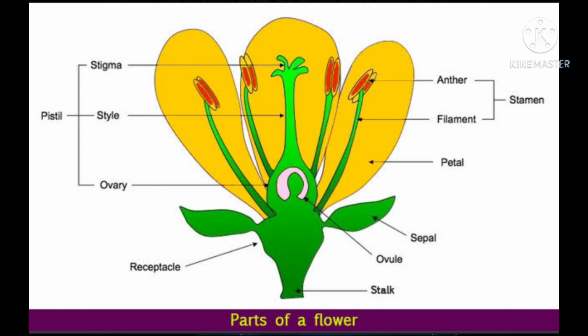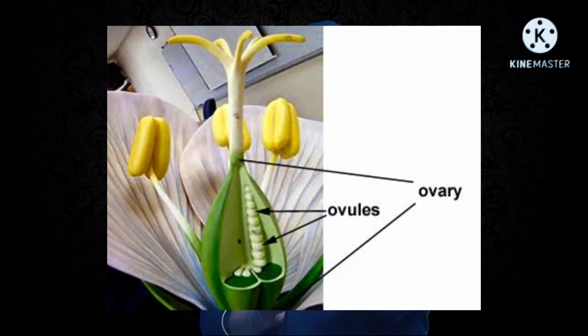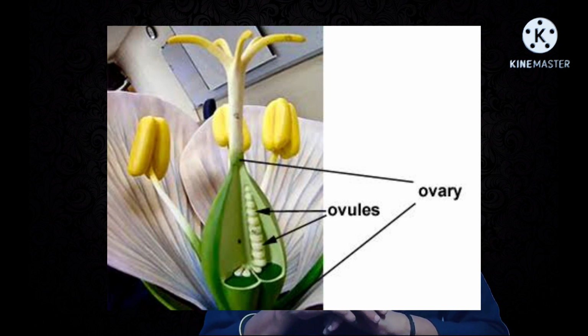Now you can look at the picture very carefully. If you cut open the ovary, very small seed-like structures you can see inside the ovary. They are called the ovules. Is it clear for you children, the parts of the flower now?